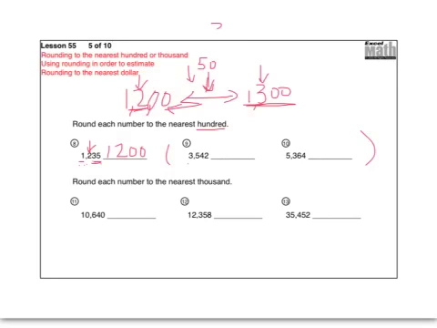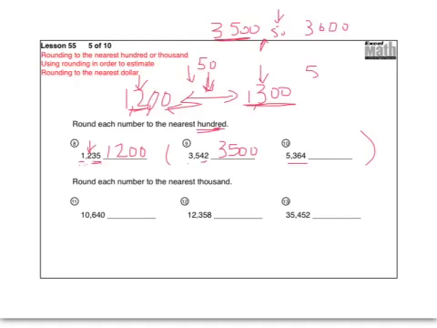3,542 is in between 3,500, because we're rounding to the closest 100, and 3,600. Which one is it closer to? Well, remember 50 is going to be right in the middle, right? So this is 3,542, which is going to come right in there, and it's closer to 3,500. So that's where we round it to.